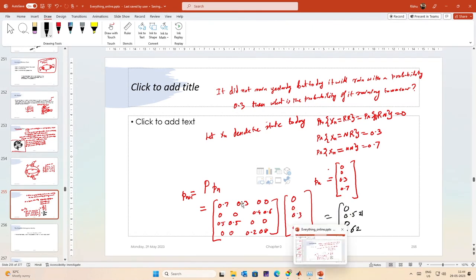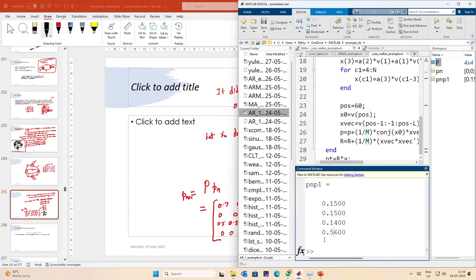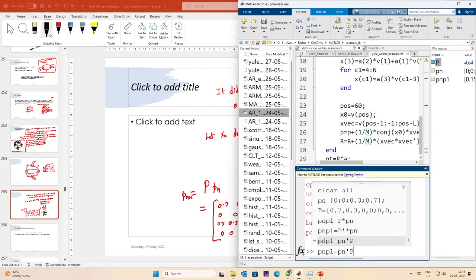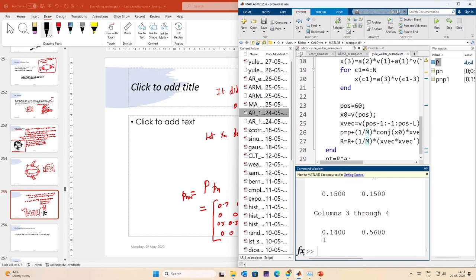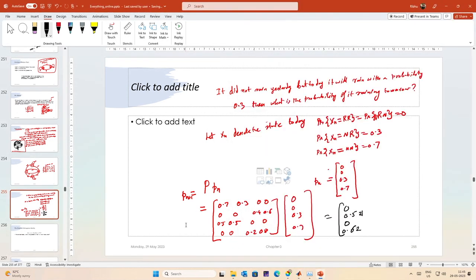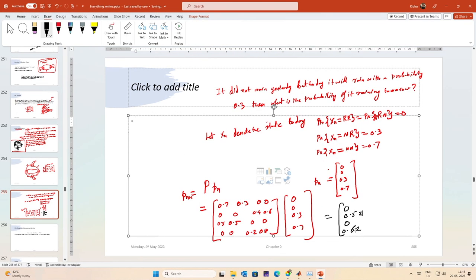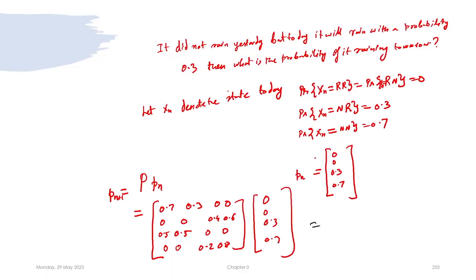Oh, we messed up the definition. So, it should be Pn transpose P, should be the row vector, and this is right, but why are these probabilities not adding to 1? So, let us do this manually first and then see what MATLAB is doing wrong.